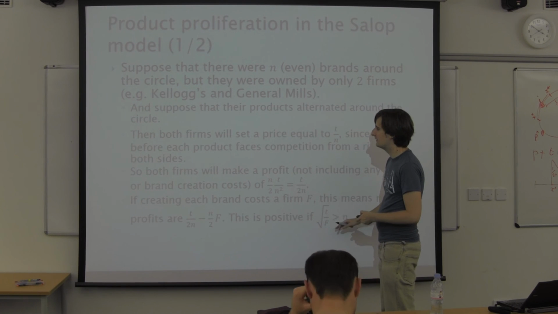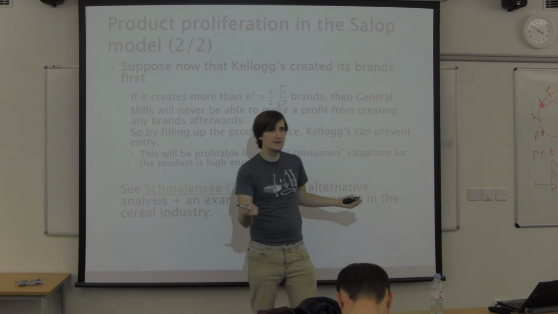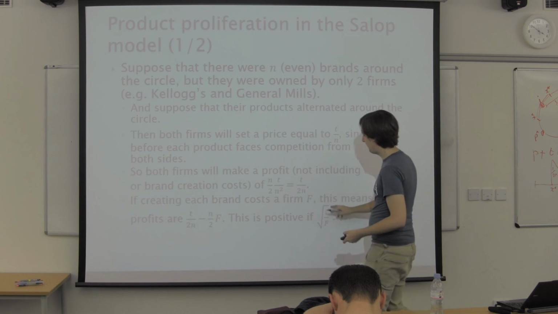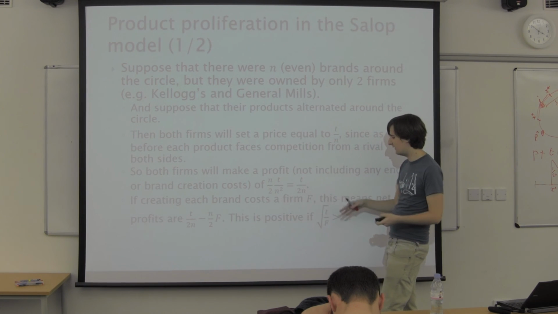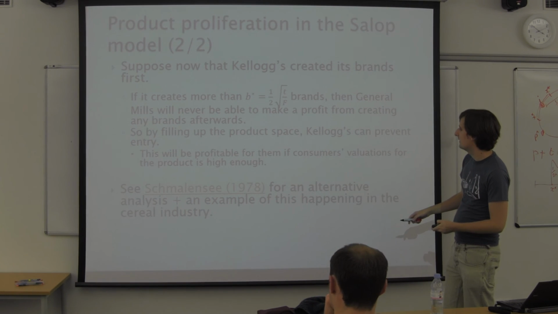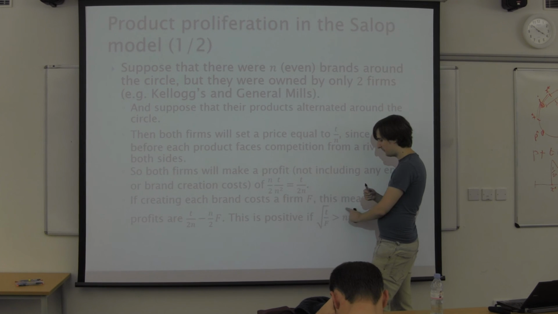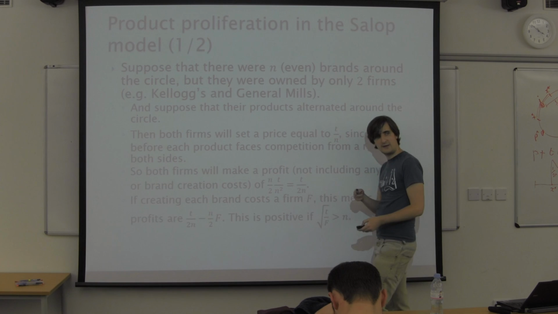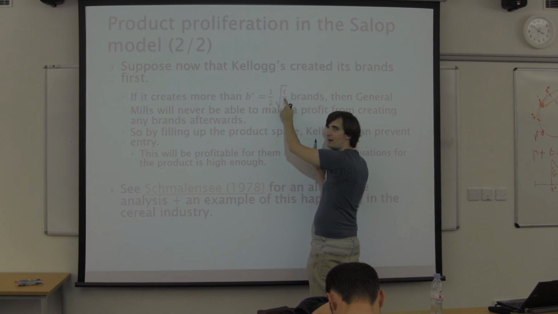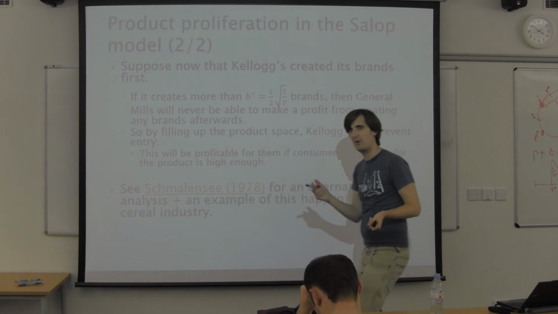Now let's suppose that Kellogg's created its products first. Kellogg's comes along first, invents the cornflake. What's the optimal thing for Kellogg's to do? How many products should Kellogg's create? Well, profits are only going to be positive for another entrant if this thing is true: the total number of products has to be smaller than the square root of t over f. So if Kellogg's on its own creates more than half times the square root of t over f, then if General Mills came along and put a product in between, they couldn't possibly make profits.